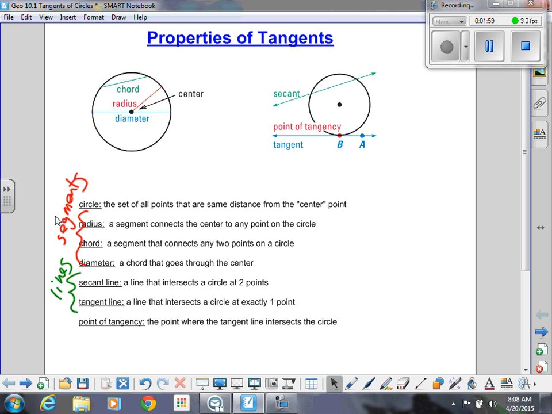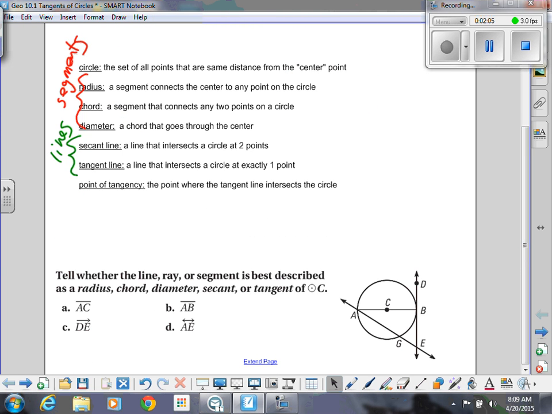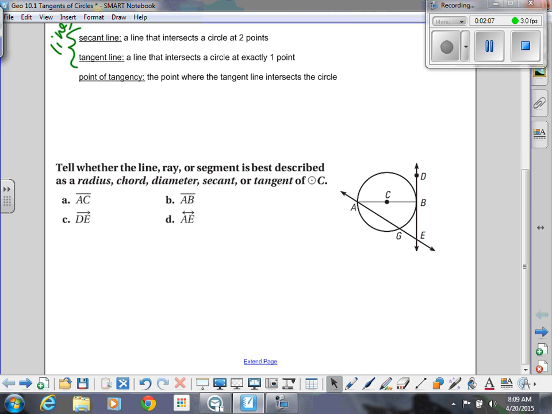So let's look at some examples so we can see if we can identify these new pieces of the circle. So we're going to see whether it is a line, ray, or segment, and whether it is best described as a radius, chord, diameter, secant, or tangent. So AC. AC goes from here to here. So notice that's connecting the center to the edge of the circle. So that means that is a radius.